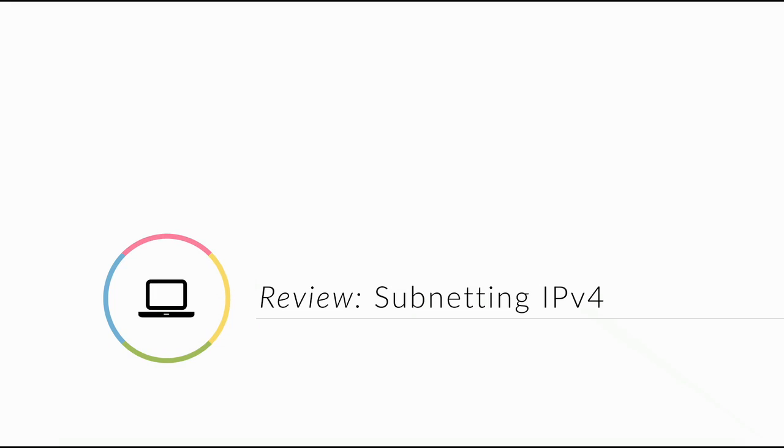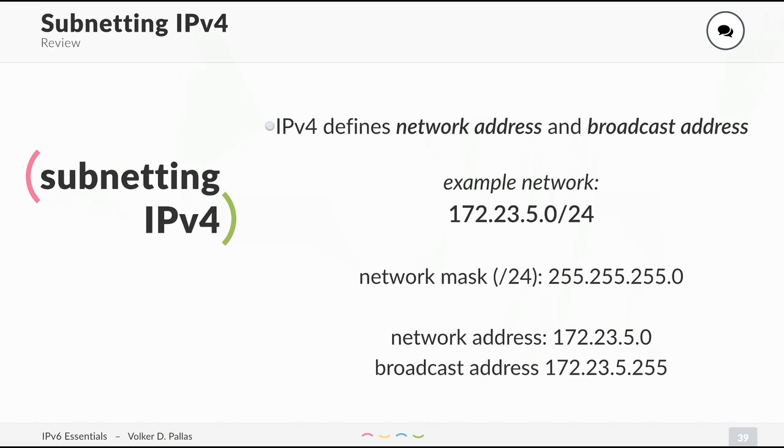Now, probably to your favorite topic, subnetting. Well, let's do a quick review of subnetting with IPv4. In IPv4, we had a broadcast address and we had a network address. And I have an example network here, 172.23.5.0/24. The slash notation means we have 24 bits of network and we have the remaining 8 bits for hosts.